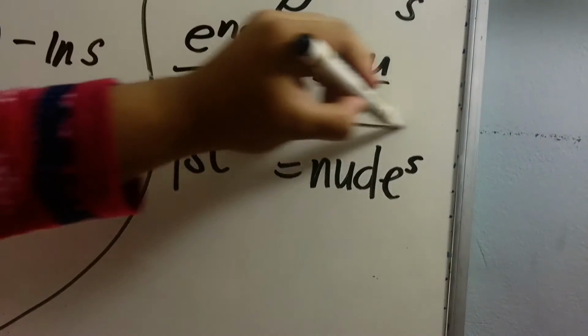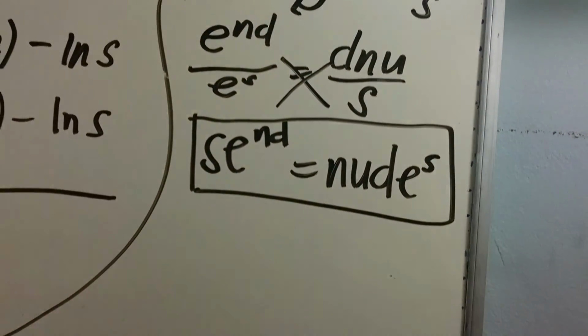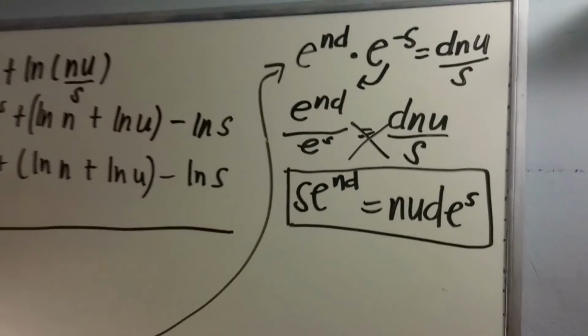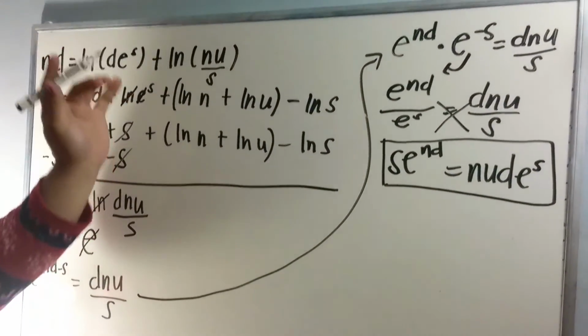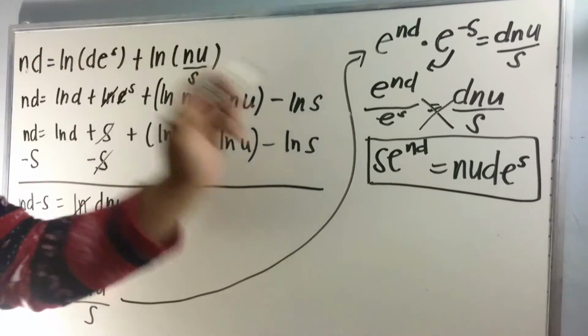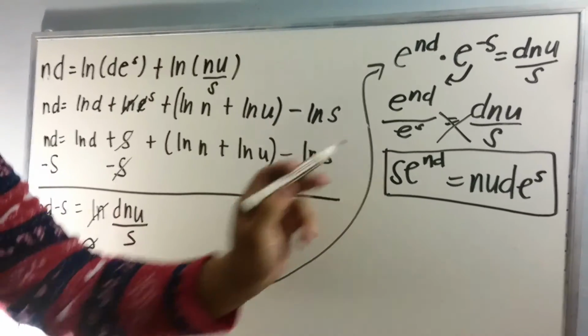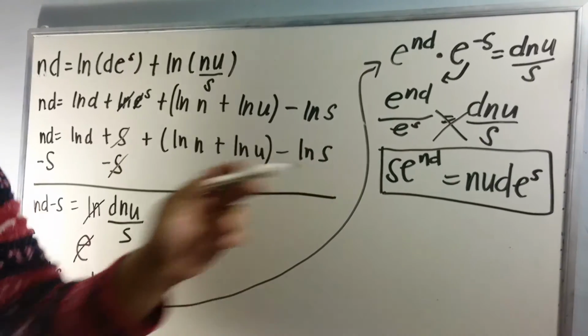Okay, so this is the full answer to our first equation: nd equals ln of d e to the s plus ln of n u over s, equals s e to the nd power equals n u d e to the s power.